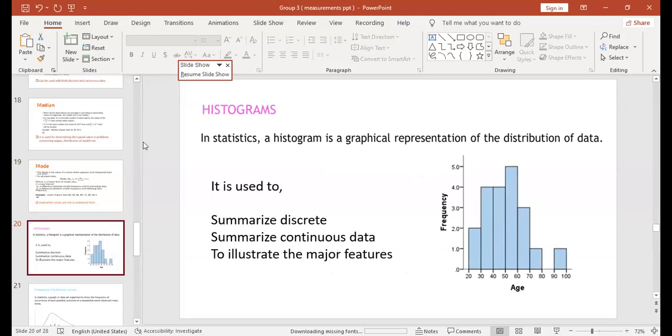Histogram. In statistics, a histogram is a graphical representation of the distribution of data. It is used to summarize discrete or continuous data, to illustrate the major features, where each bar represents a kind of data. In statistics, the histogram is represented by a set of rectangles adjacent to each other, where each bar represents a kind of data. Let's move on to the next slide.